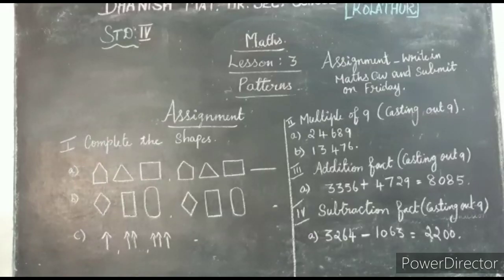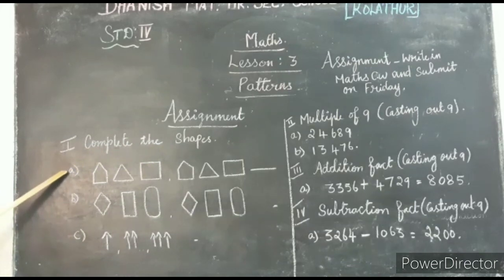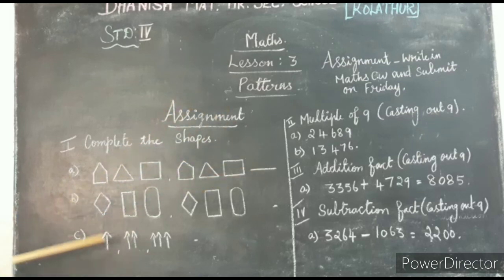Dear children, this is your assignment. Write your assignment in maths class work and submit on Friday. Understood, children? Now, Roman number 1. Complete the shapes. So, children, here I give three sums. You have to write the sum, then you have to complete the answer.